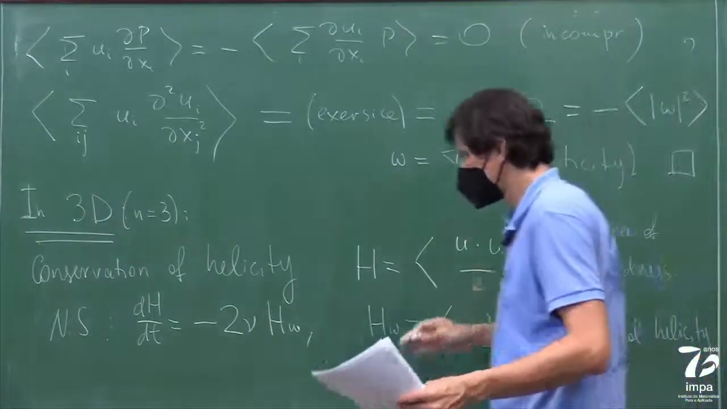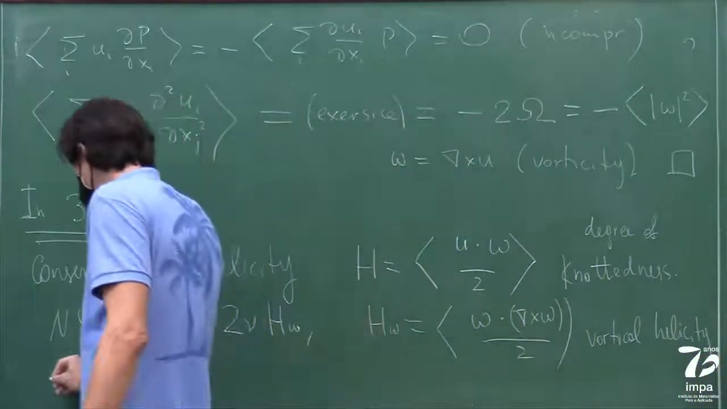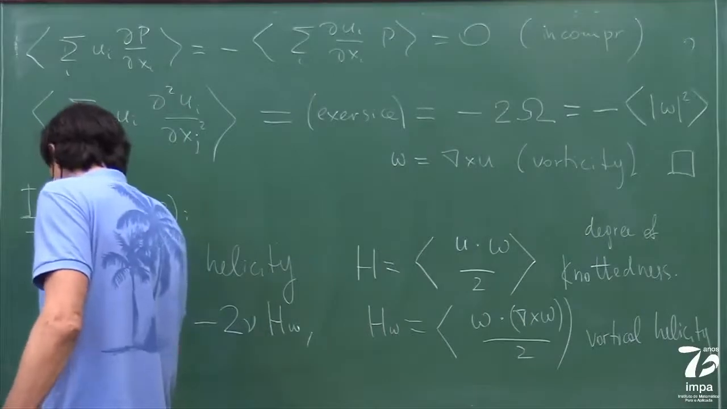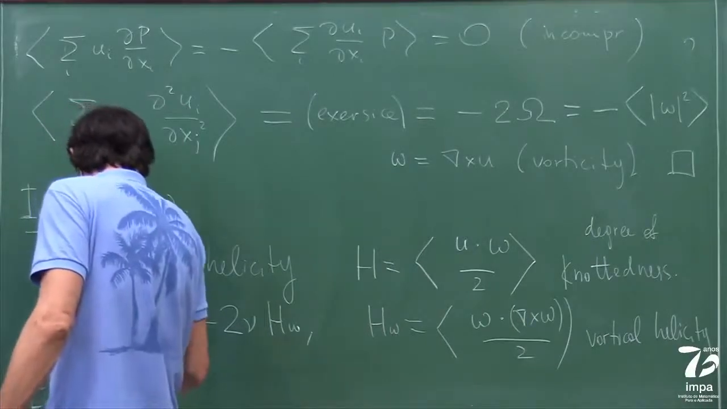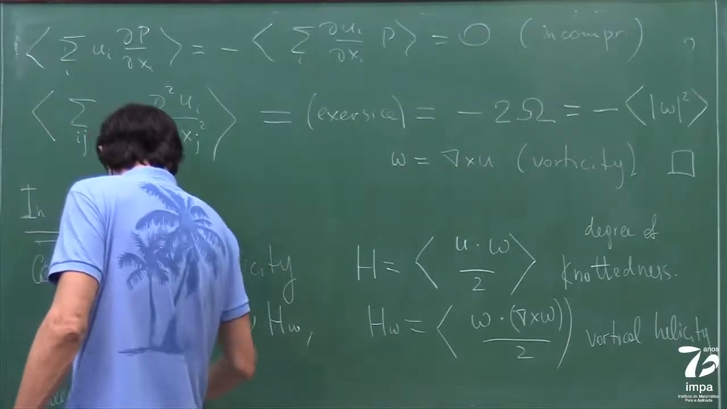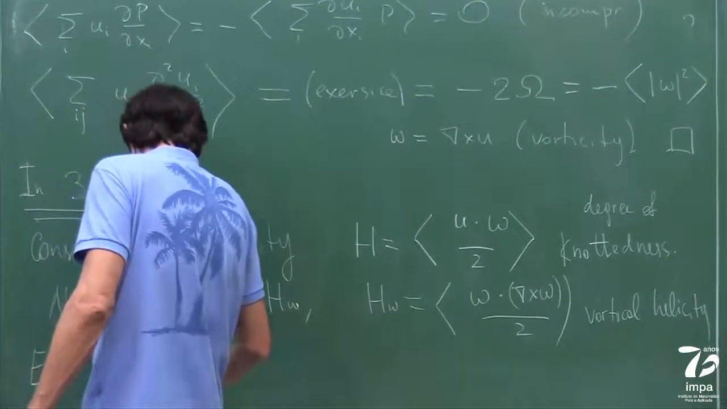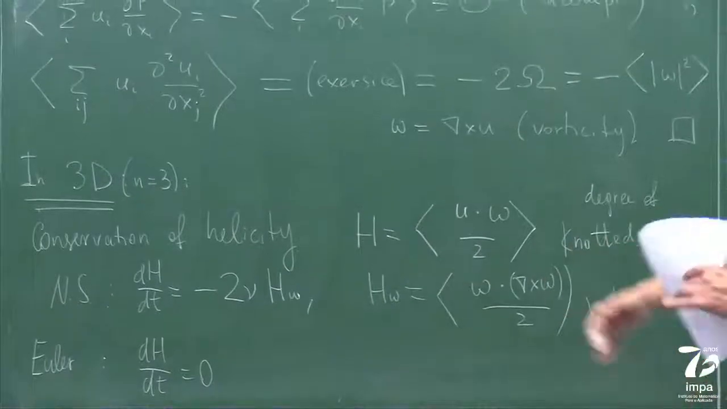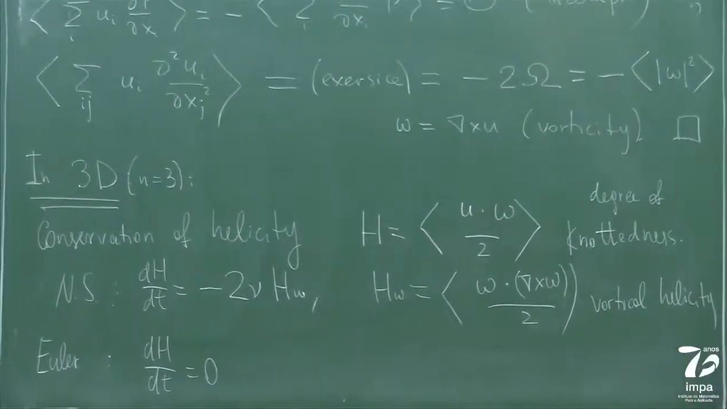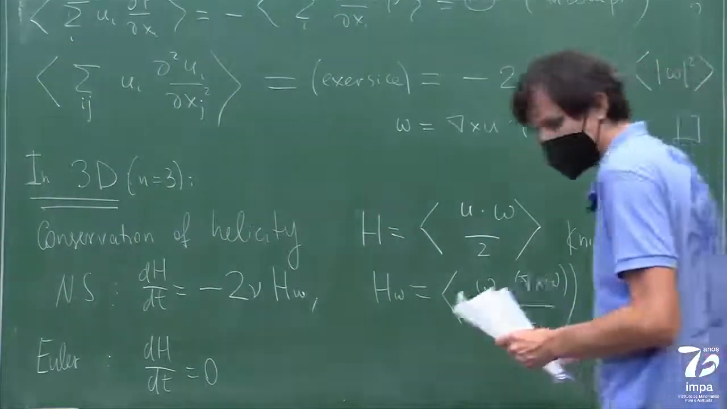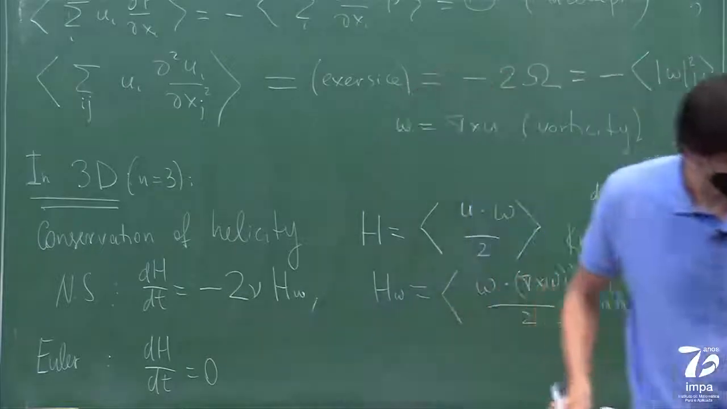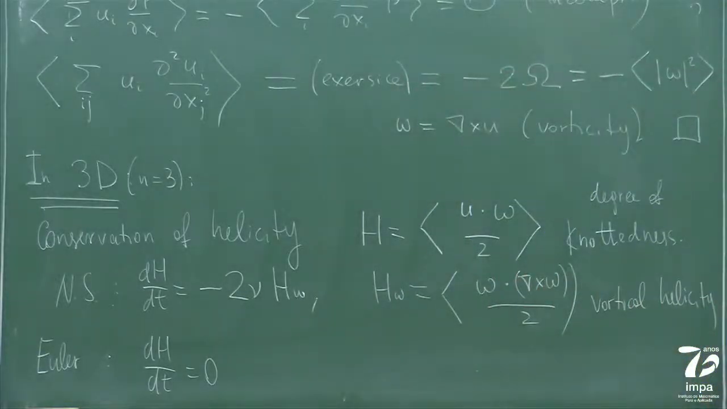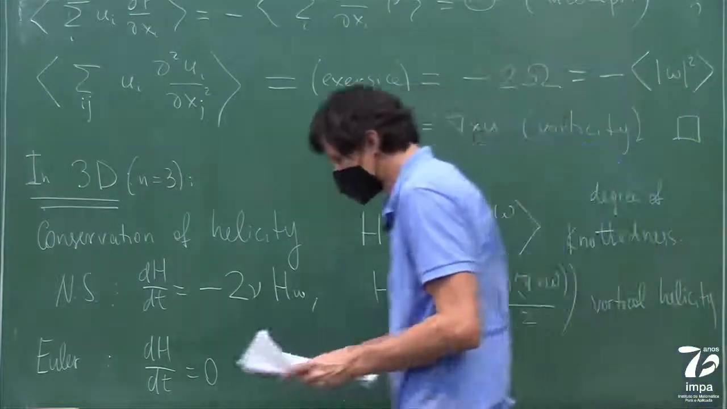Well, this is a bit messy, but important: whenever you have Euler, it is just directly conserved, because the viscosity is 0, so the degree of knottedness is directly conserved in Euler. So just remember that there is such a conservation law, but we will not use it.